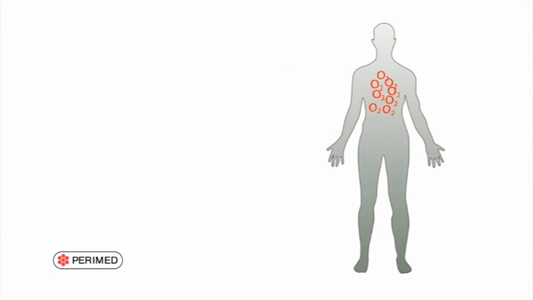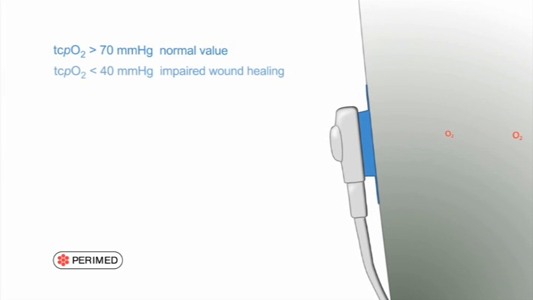Oxygen is then carried via the vasculature to the tissues, where it is possible to measure its diffusion through the skin using a heated electrode to 44 or 45 degrees centigrade. The transcutaneous oxygen tension in a normal person is about 70 millimeters of mercury. Values lower than 40 millimeters of mercury are associated with impaired wound healing, and values lower than 30 millimeters of mercury are indicative of critical limb ischemia.